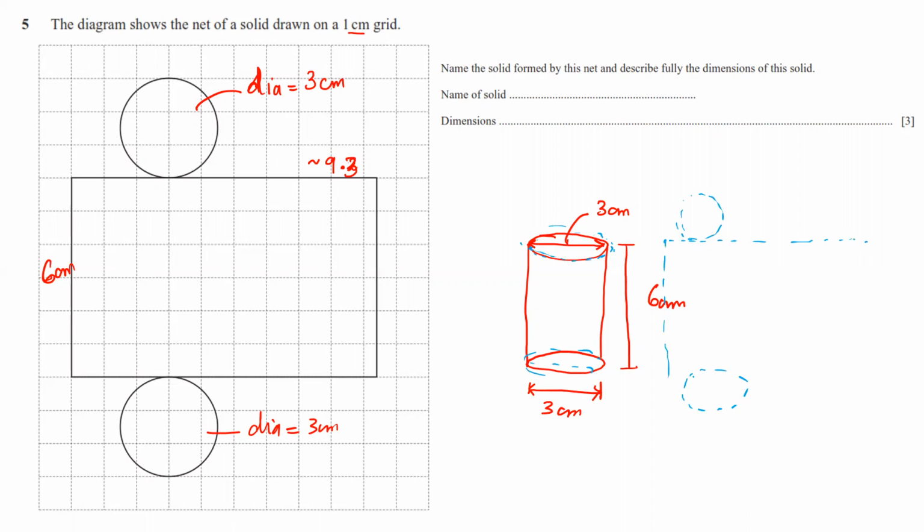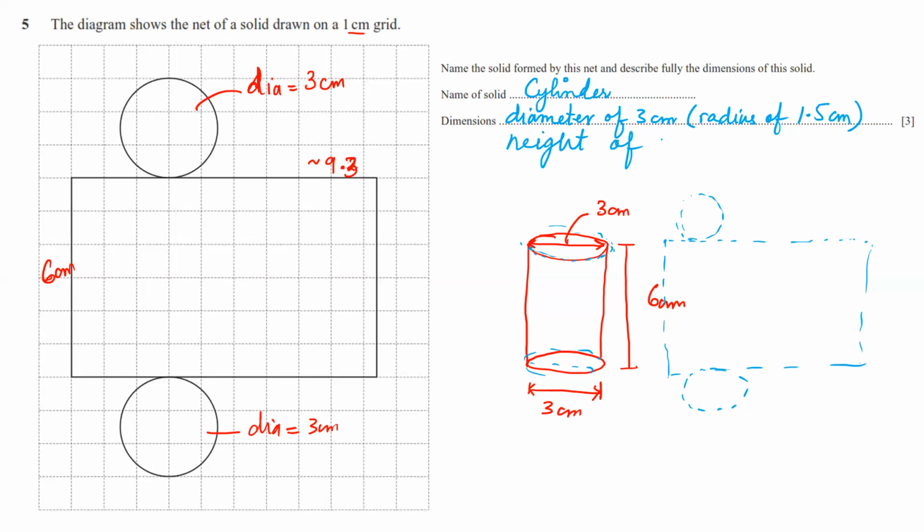this. And this is 6 centimeter here, this is 6 centimeter here, and the whole curved surface forms a complete rectangle. So the name of the solid is a cylinder. The dimensions: a cylinder with a diameter of 3 centimeter, or you can call it a radius of 1.5 centimeter, and a height of 6 centimeter. Okay, so these are the dimensions of this cylinder.